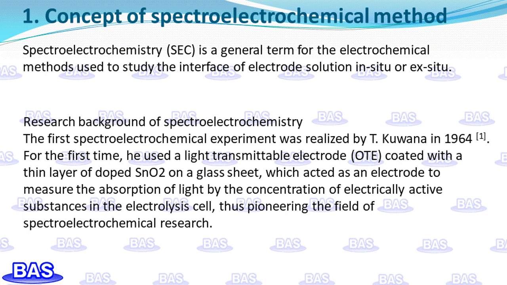Spectroelectrochemistry is a general term for electrochemical methods used to study the interface of electrode solution in situ or ex situ. The first spectroelectrochemical experiment was realized by T. Kuwana in 1964. For the first time, he used a light-transmissive electrode, coated with a thin layer of stannic oxide doped on a glass sheet, which acted as an electrode to measure the absorption of light by the concentration of electrically active substances in the electrolysis cell, thus pioneering the field of spectroelectrochemical research.